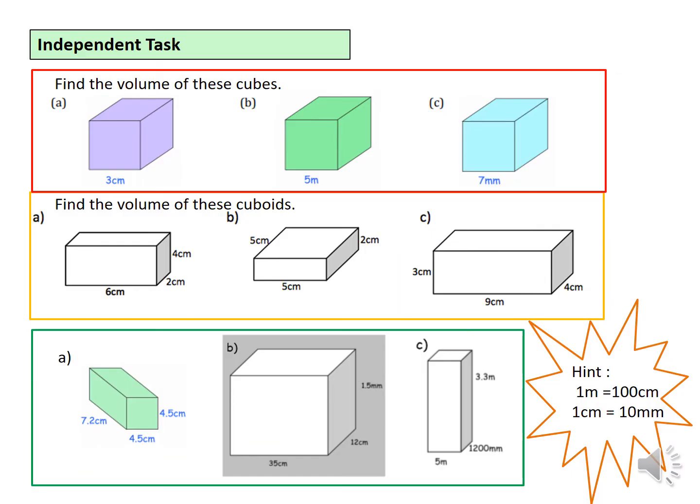Okay, we've now come on to the final task. What I would like you to do is to now pause the video once we have finished talking and have a go at these 3 different sections of questions. I would like you to all start on the red. One thing you do need to remember is that the sides on a cube or a square are all the same. So one hint I'm going to give you here is 3 centimeters. The height is 3 centimeters.